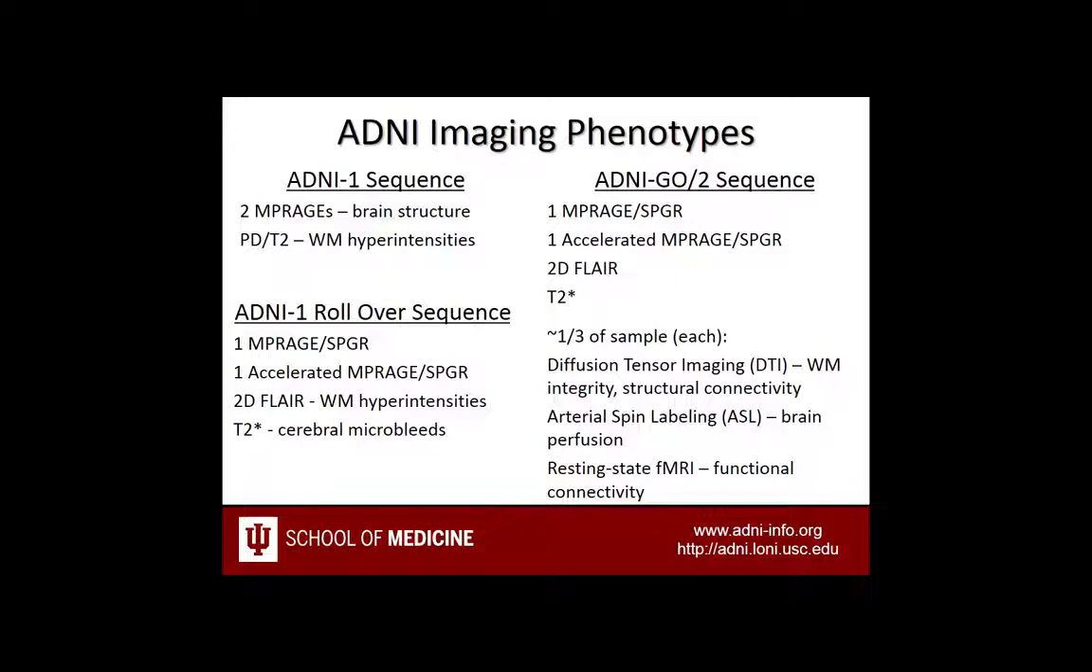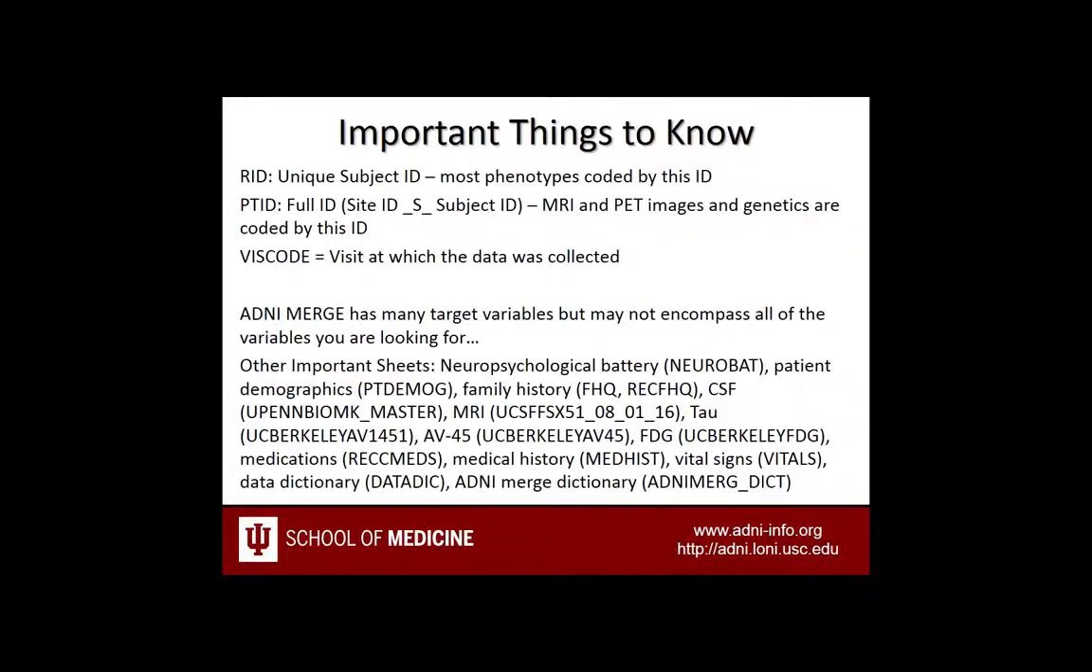In ADNI2, they added these advanced MRI techniques, things like diffusion tensor imaging to look at white matter integrity and connectivity, ASL to look at brain perfusion, and resting state fMRI to look at functional connectivity, but only approximately a third of the sample got each because they limited them to a single platform. So certain people on the GE platform got one, Philips got another, Siemens got another.